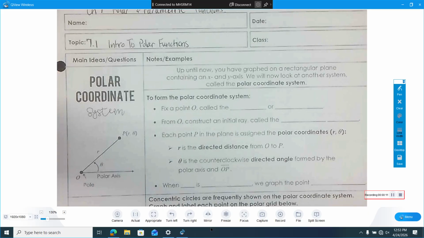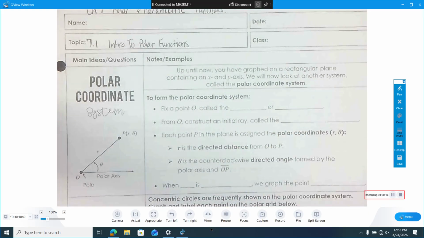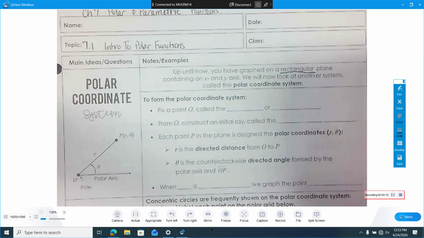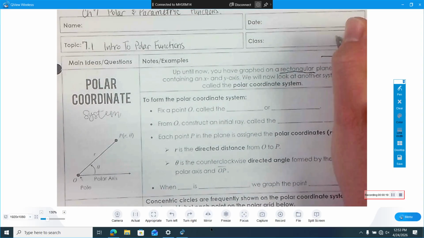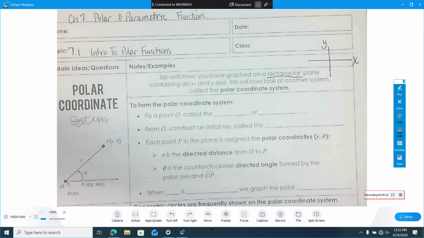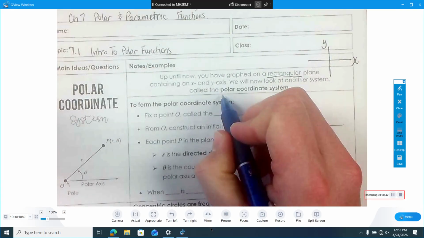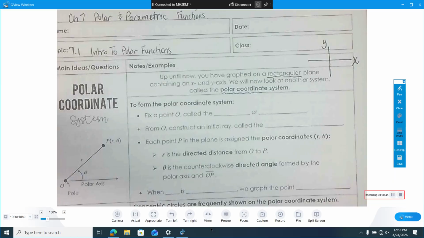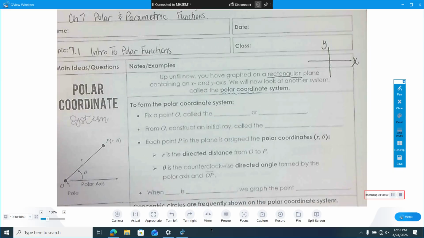All right. So up until now, we have graphed on a rectangular plane. So just a normal XY axis. This is the rectangular coordinate plane. But now we're going to look at another, different kind of system. We're going to look at another system called the polar coordinate system. It uses ordered pairs, but they're just a little bit different.